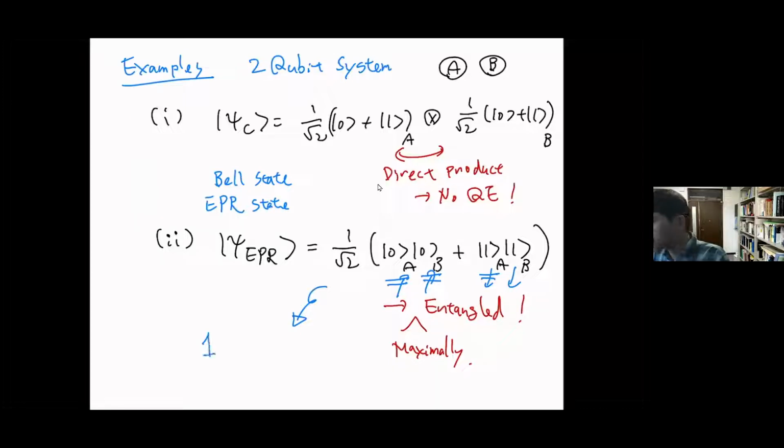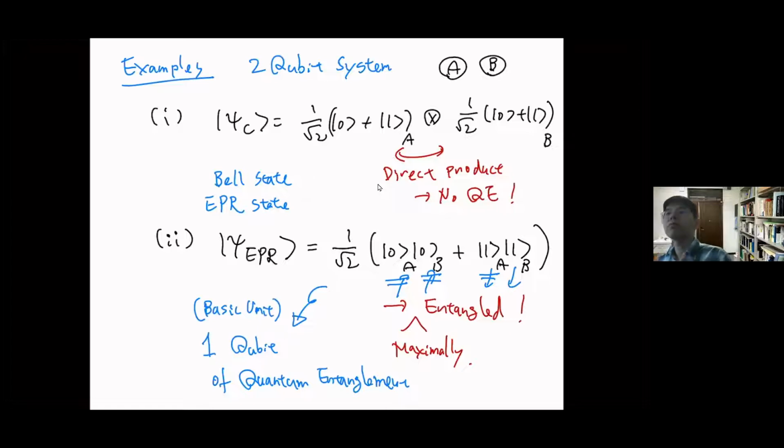Now this is kind of a basic unit. It's the qubit of quantum entanglement. This plays a very important role later. This is a basic unit of quantum entanglement.